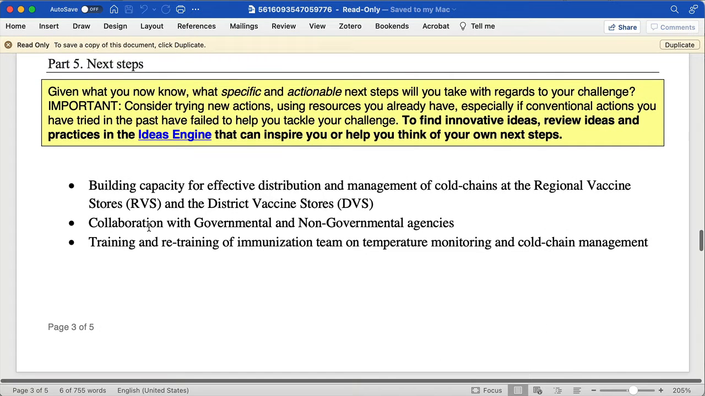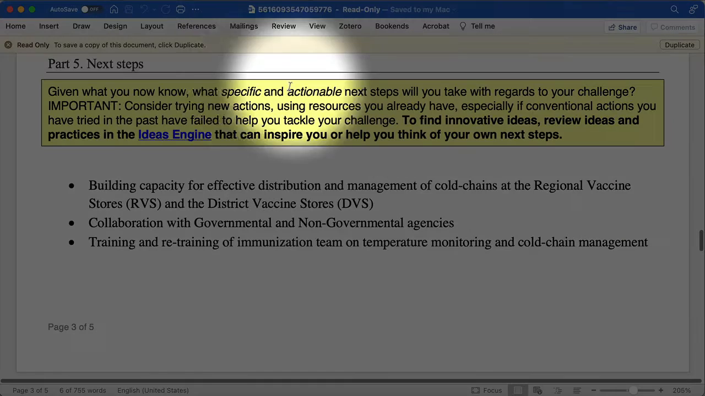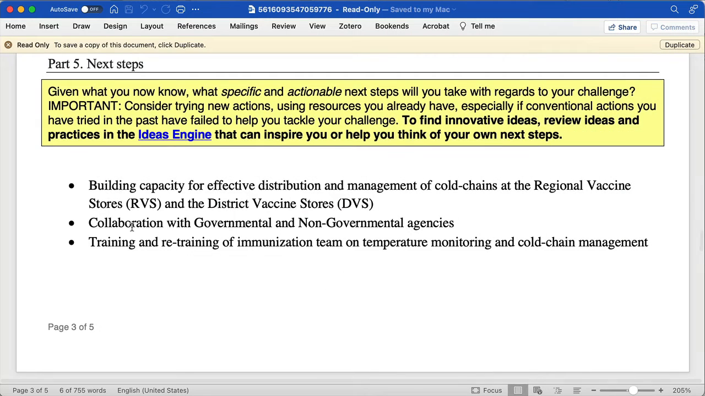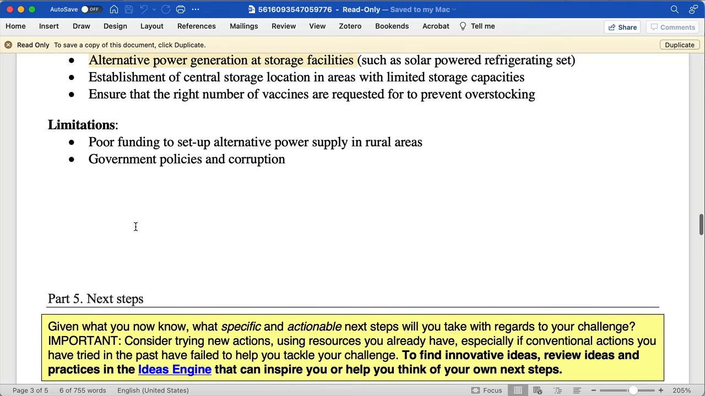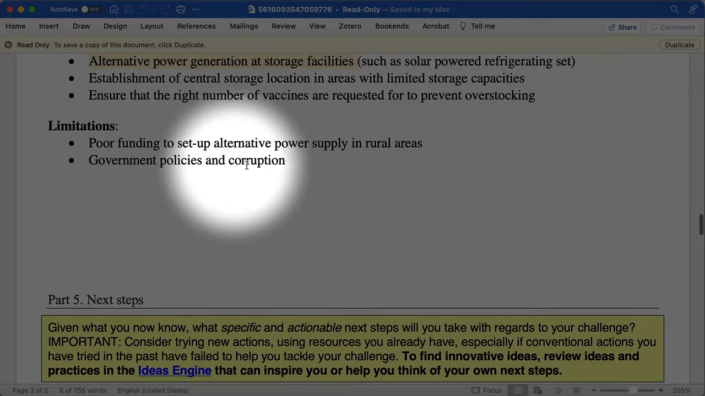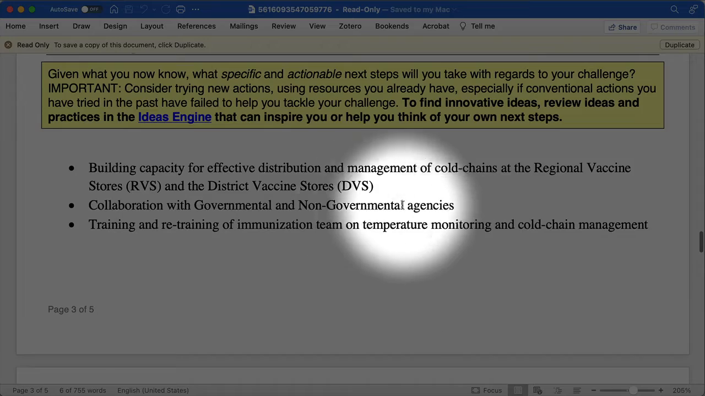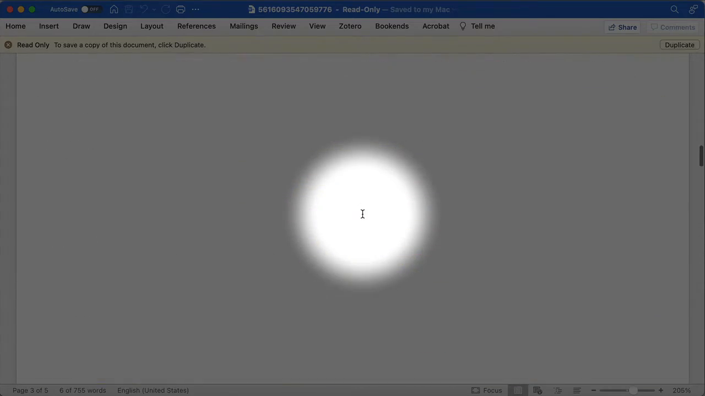When do you do it? Those would make the steps specific and actionable. Right now, it's just vague and generic. Sure, collaborate with governmental and non-governmental agencies, but what does that actually mean? The role here, we've mentioned the role of government, but what is the role of non-governmental agencies? When did those come in? I don't see those in the situation.